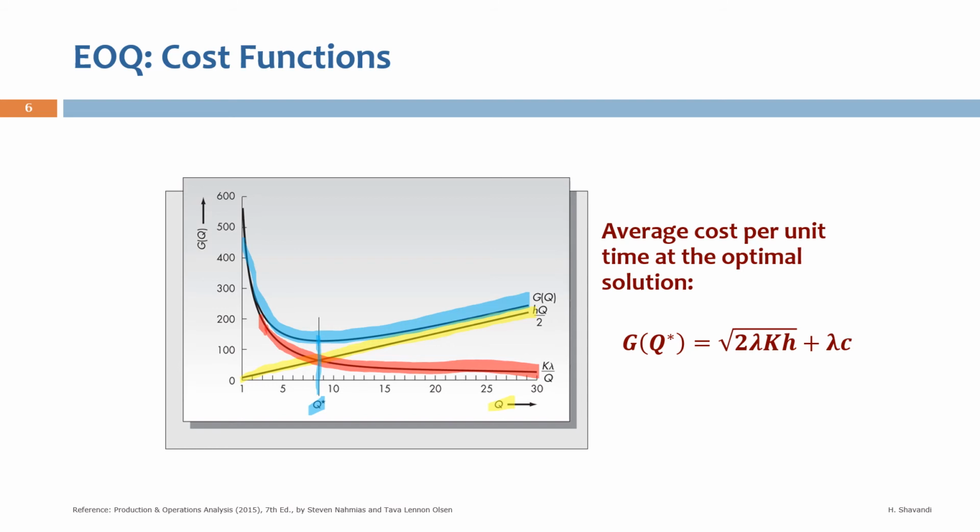the total cost function. So here we have the optimal total cost formula, which is the square root of 2 times lambda times K times H plus lambda times C. If we consider the order quantity as the EOQ or Q star, then the average total cost per year will be obtained by this equation: square root of 2 times lambda K H, and then plus lambda C.